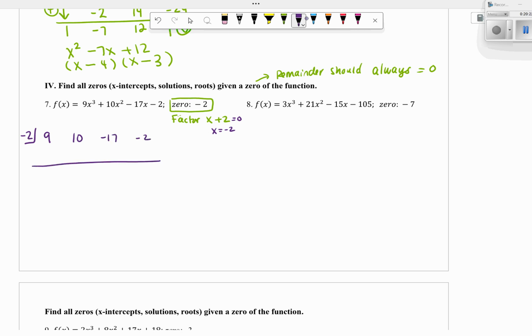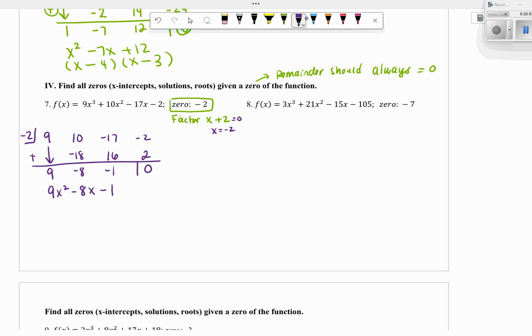And then we're going to bring down our first term, which is 9. 9 times -2 is -18. Add these numbers together to get -8. -8 times -2 is +16. Add these together to get -1. -1 times -2 is +2, and that gives us our remainder of 0, which is what we want. So this was a degree 3, so that means this is going to be a degree of 2, so 9x squared minus 8x minus 1.